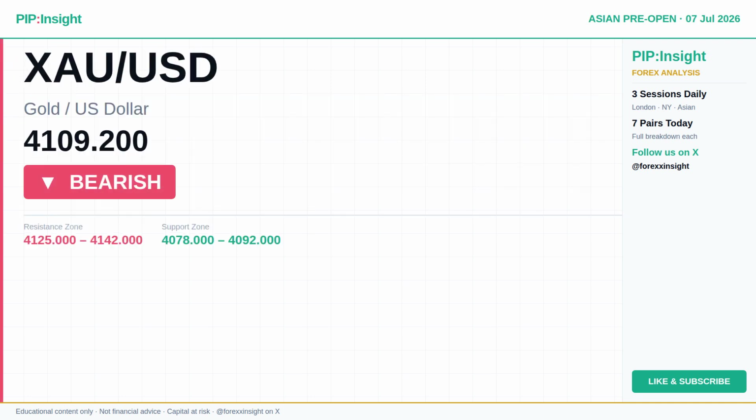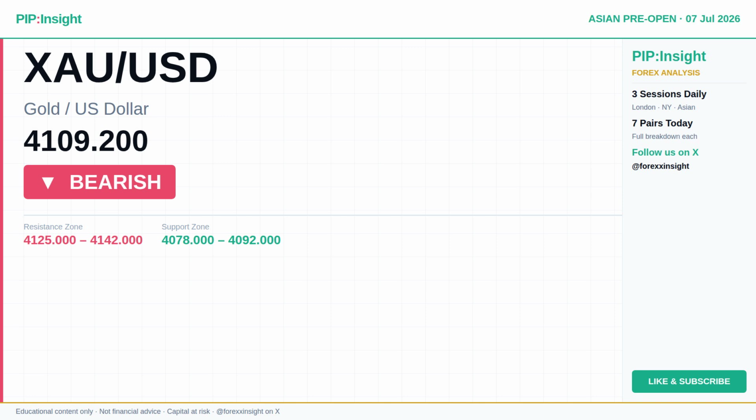If you're here for the gold analysis, you're in the right place, and there's quite a lot to unpack heading into this Asian session. Gold is sitting at $4,109 right now, and the technical picture is firmly bearish across all 3 of our active timeframes. The 4-hour, the 1-hour, and the 15-minute charts are all aligned to the downside.